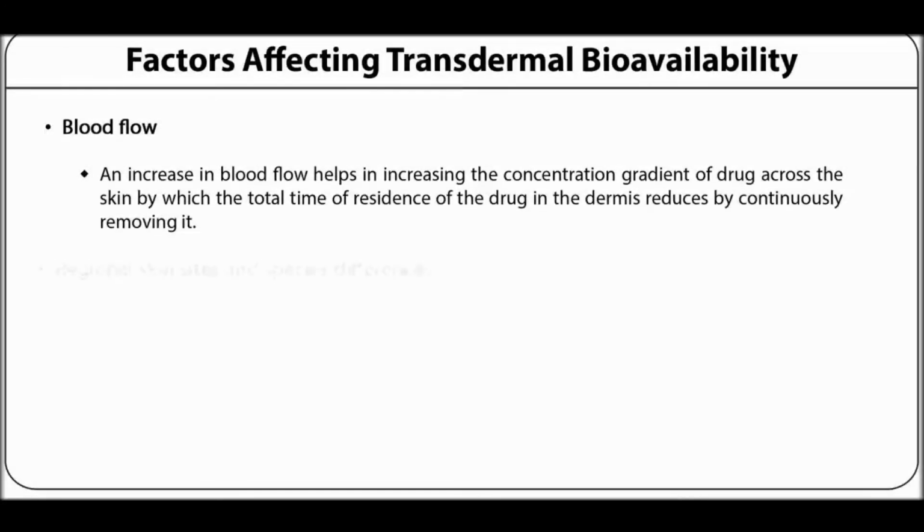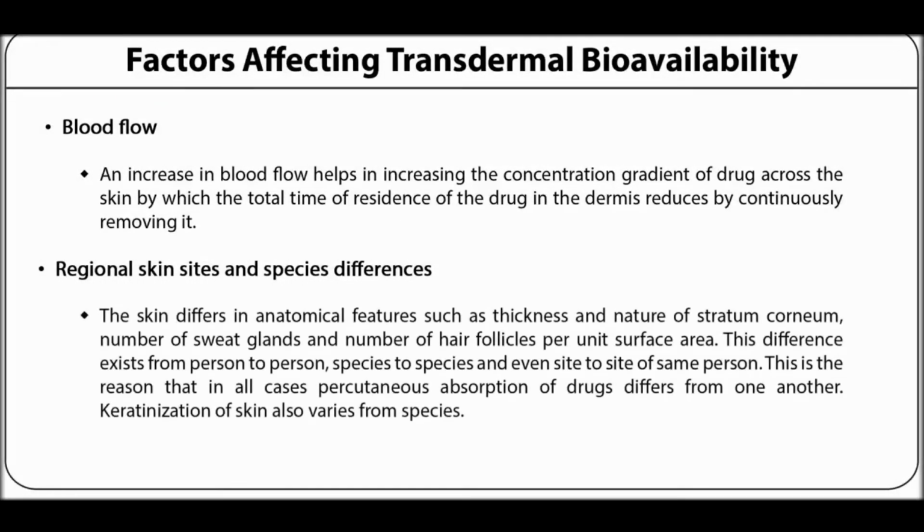The next factor is the regional skin sites and the species differences. The skin differs in anatomical features such as thickness and nature of stratum corneum, number of sweat glands, and number of hair follicles per unit surface area. This difference exists from person to person, species to species, and even site to site of the same person. This is the reason that in all cases, percutaneous absorption of drugs differs from one another.